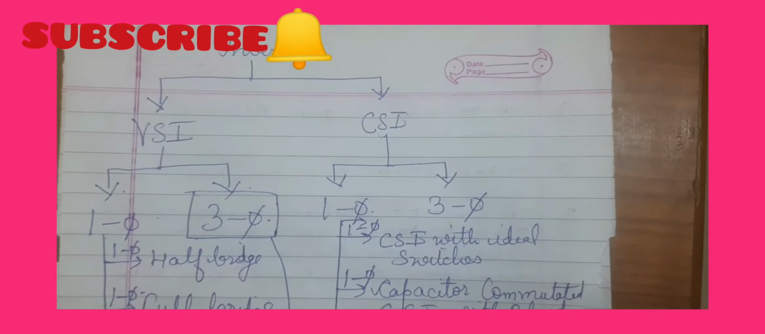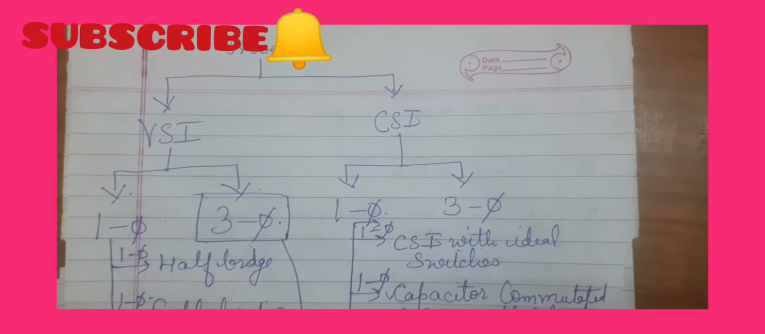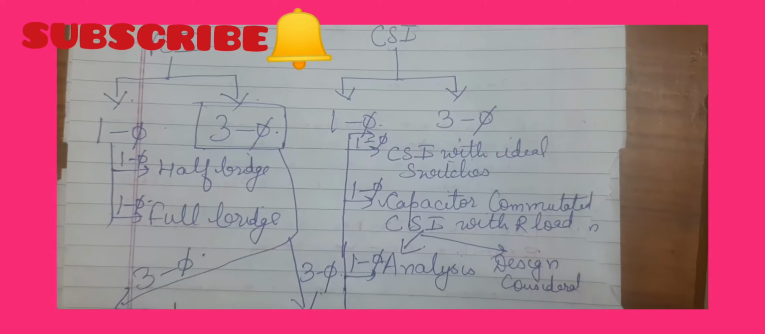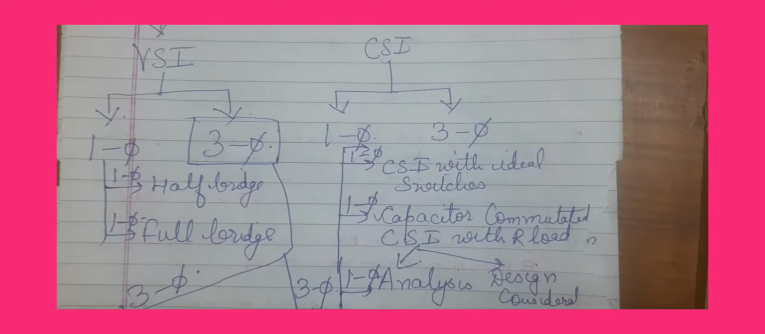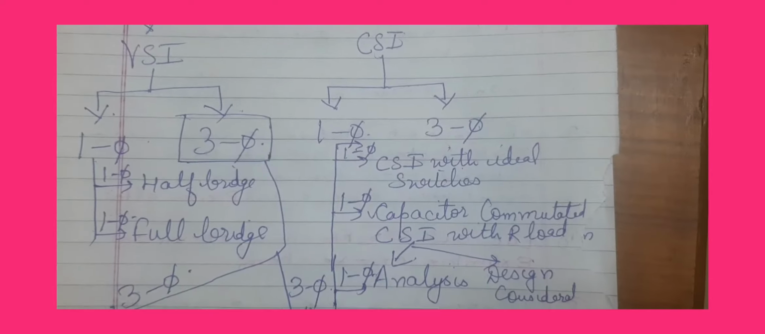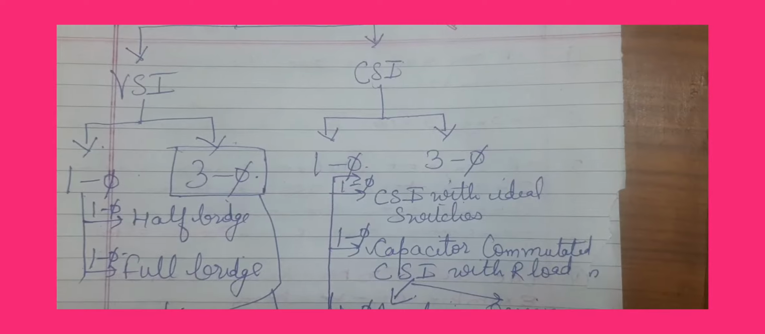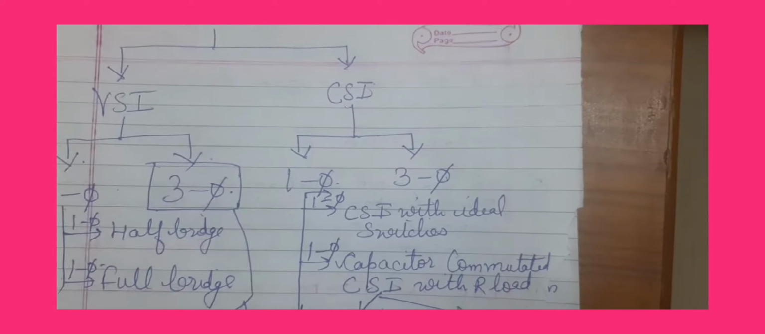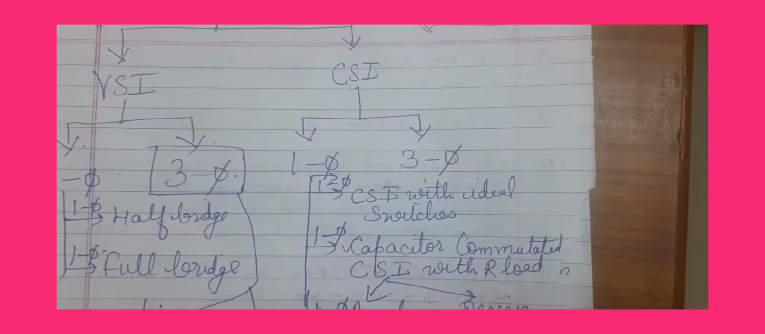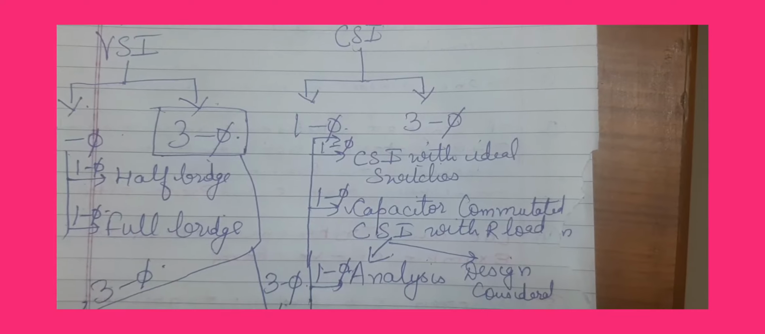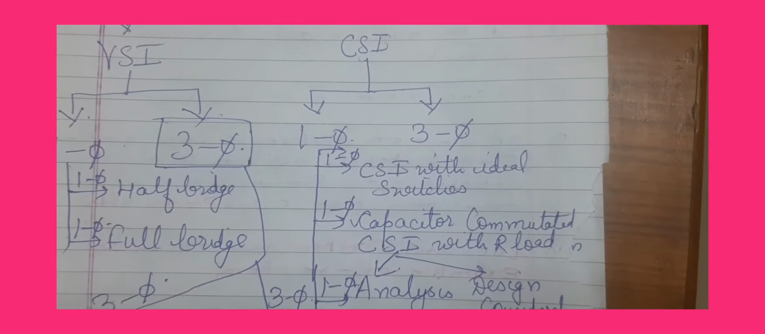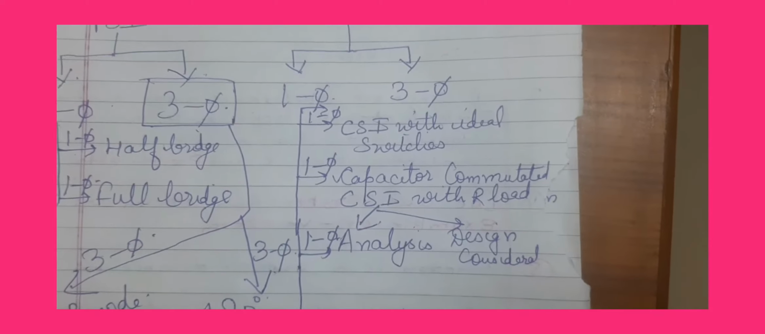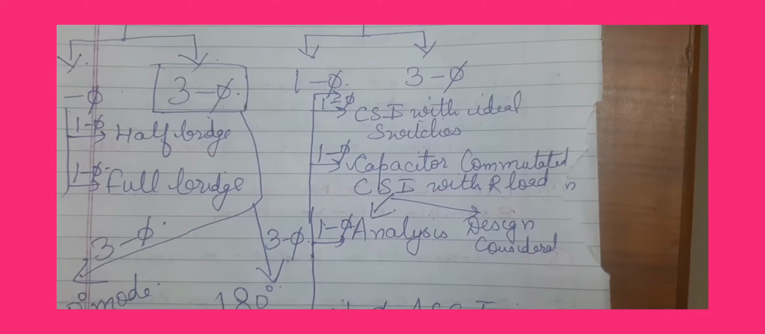inverter. In the voltage source there will be a single phase and a three phase. This is a similar case with the current source inverter. In the single phase voltage source inverter we have the single phase half bridge inverter and the single phase full bridge voltage source inverter, and in the single phase we have the single phase current source inverter with ideal switches, and the single phase capacitor commutated current source inverter with R load. In this we have discussed the analysis of this topic and design considerations of this topic.